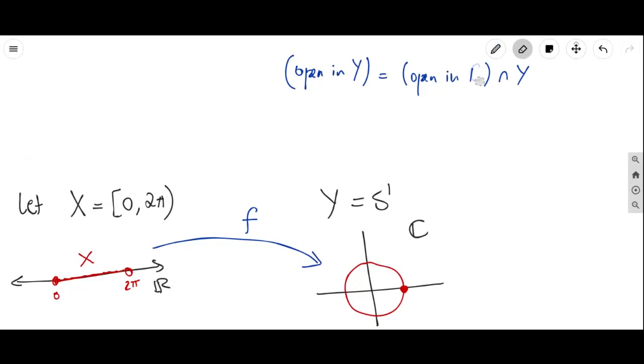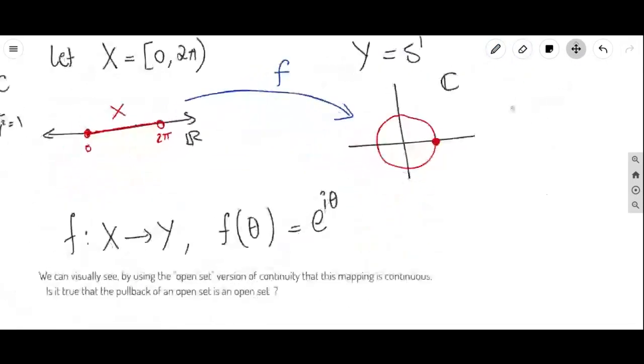Something is open in Y if it's an open set in the ambient space, and then you intersect it with Y. So for example, if you were to draw this disk and intersect it, you're only going to get that portion, with the open endpoints. So this is an open set contained in S1. Now, when you pull this back, how would that look? Notice you're not touching this point, so you're staying away from the endpoints. If you unravel it back, you would get an interval that would look something like this. So this is an open subset of X.